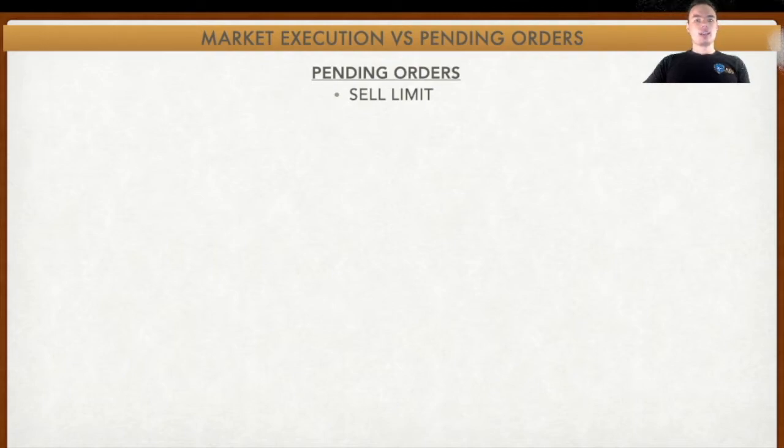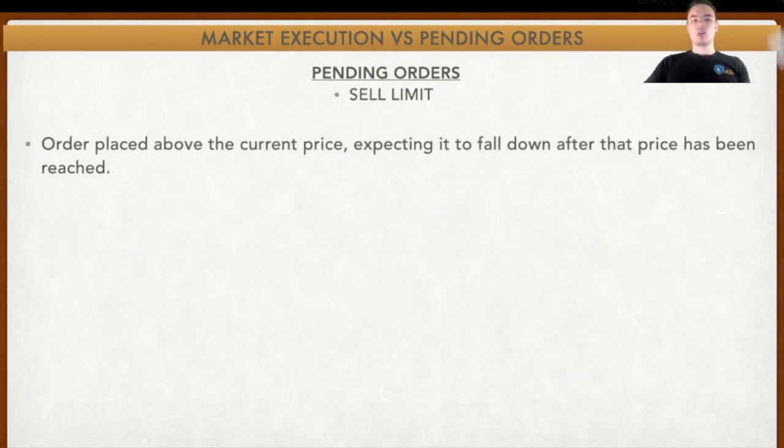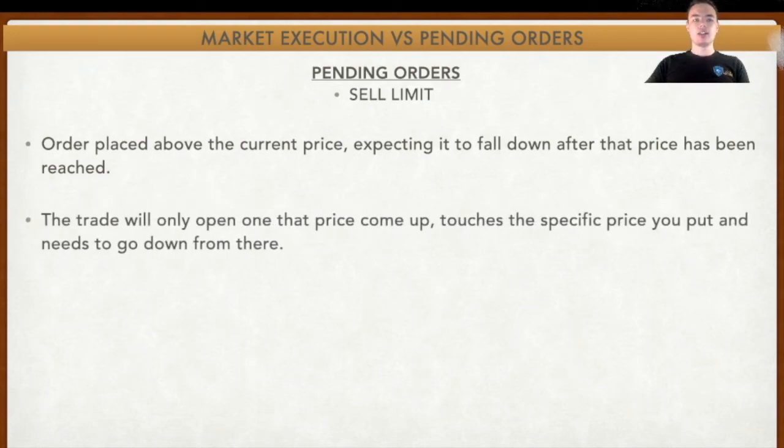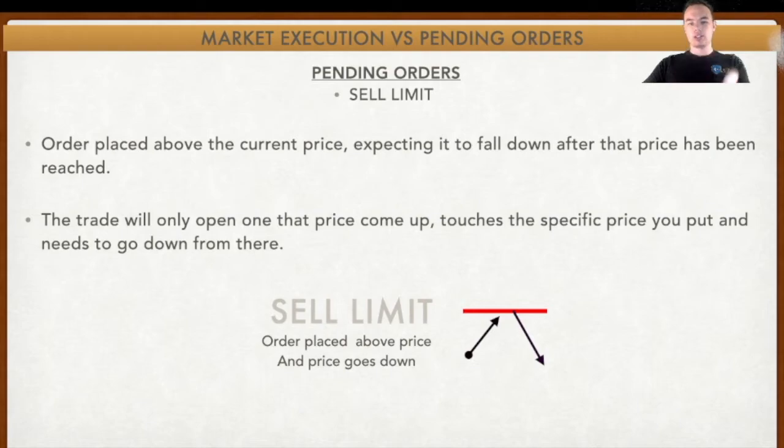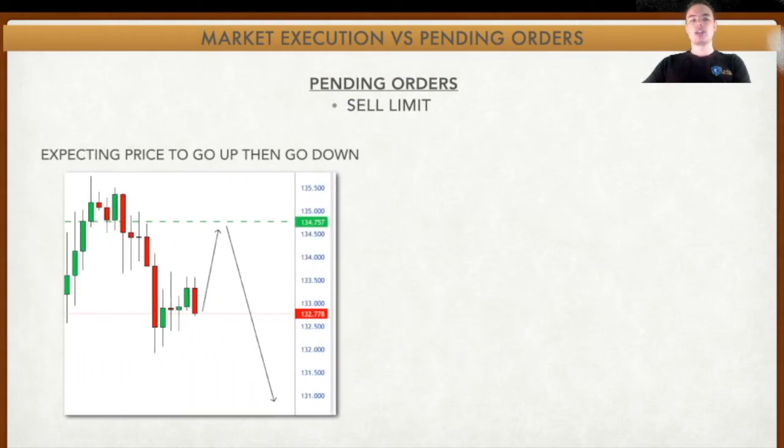Alrighty, sell limit. Order placed above the current price, expecting it to fall down after the price has reached above. So opposite the buy limit, sorry. The trade will only open once that price has come up, touches that specific level, and then needs to go down from there in order for you to profit. Such like that. Price comes up, opens the sell order, and then if price reaches down, you would profit. So as you can see, expecting price to go up and then go down.